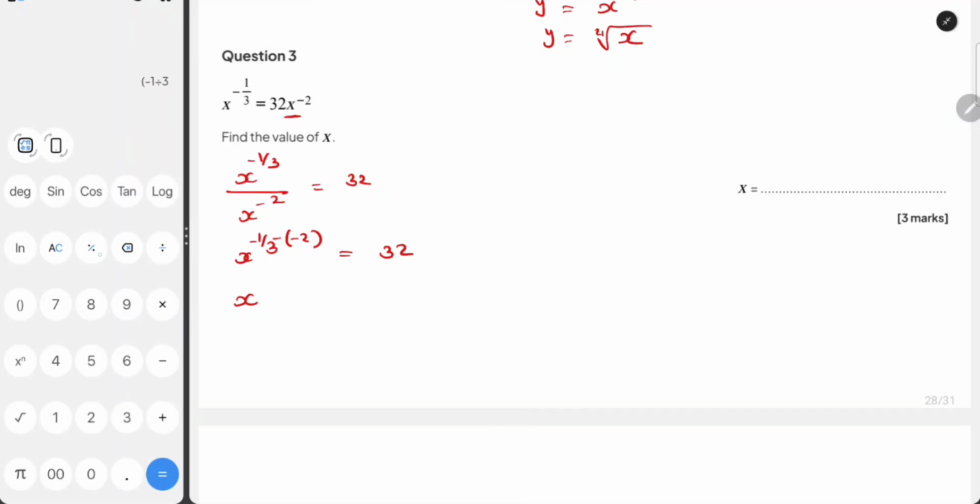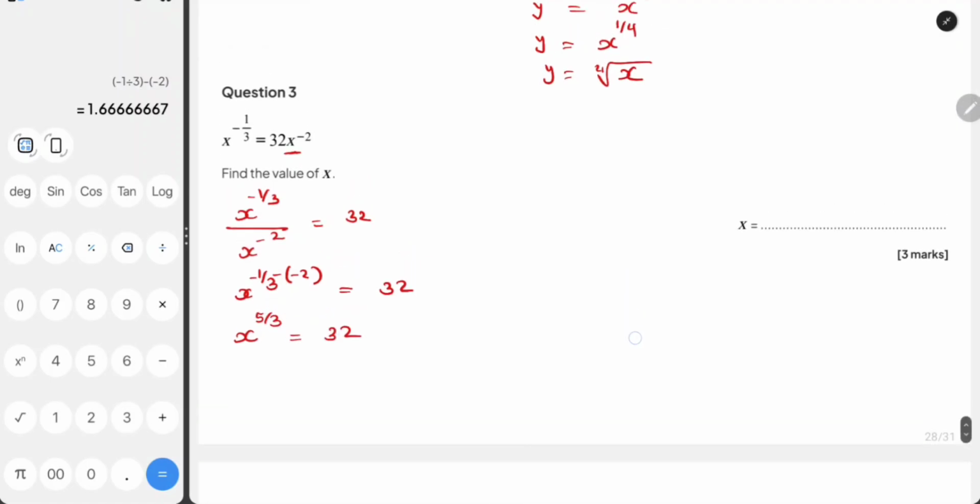Minus 1 divided by 3 minus 2, that is 1.6666. It's better we use the button in your calculator so that you can convert the given number into a fraction. So this is just 5 by 3 only. So this 5 by 3 is equal to 32.